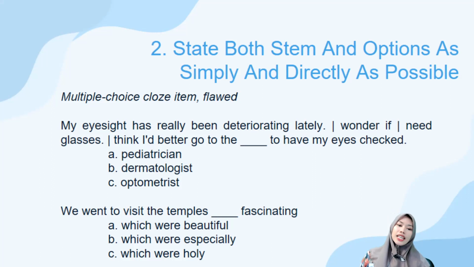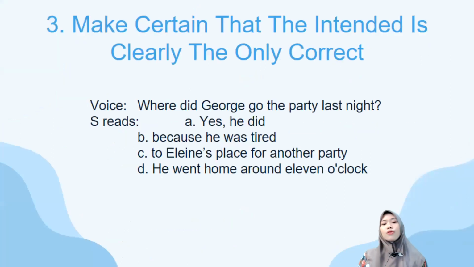And then next, number 3, make certain that the intended answer is clearly the only correct one. Why did George go to the party last night? A, yes he did. B, because he was tired. C, to Ellen's place for another party. He went home around 11 o'clock. Okay, you know what's the answer? All right, I know that you know.